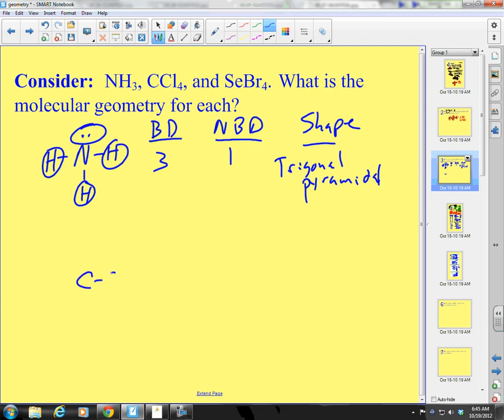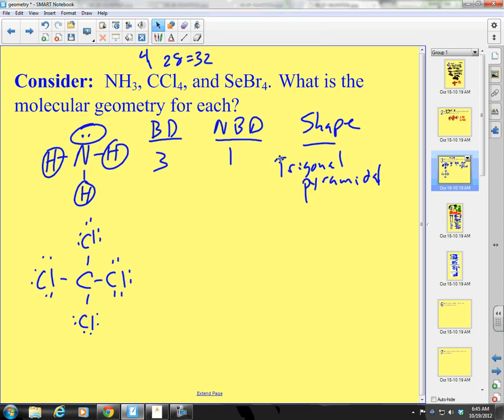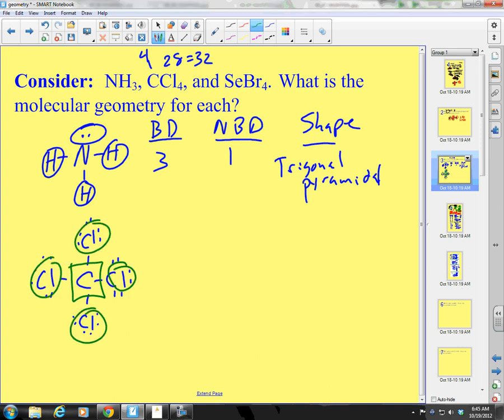We have to draw our carbon and our chlorines, right? And we should all be experts at this. Now, I should be careful, right? 4 and 28, I should have 32 electrons in my picture. 2, 4, 6, 8, 10, 12, 14, 16, 18, 20, 22, 24, 26, 28, 30, 32. Okay, so my picture is right. Let's look at my central atom. How many atoms are directly bonded to it? 1, 2, 3, 4. I have 4.